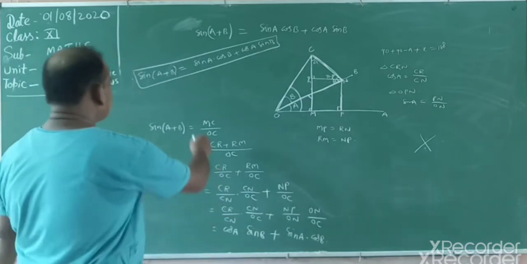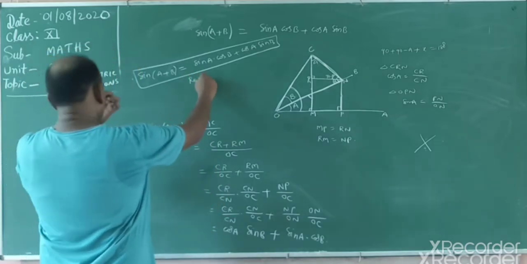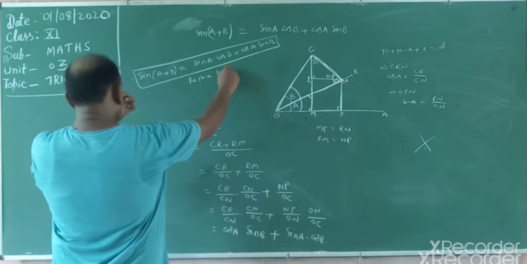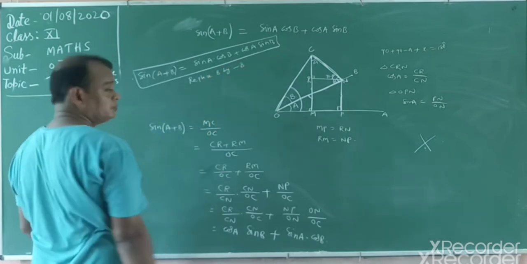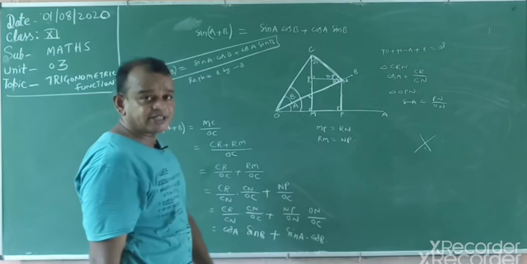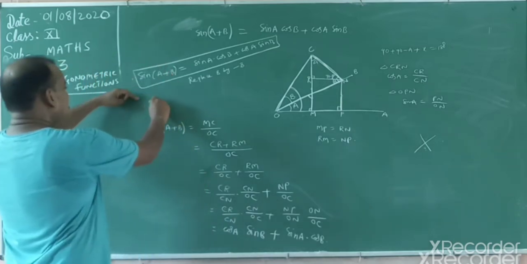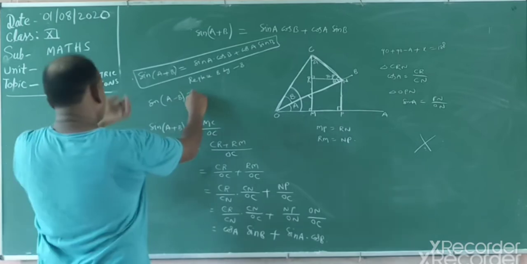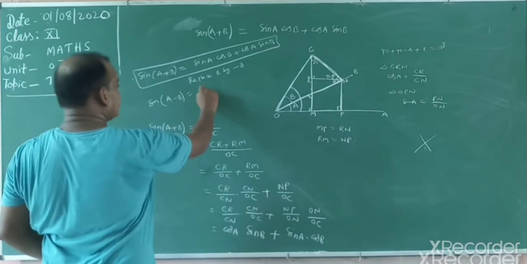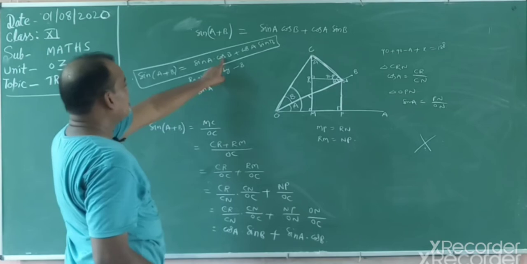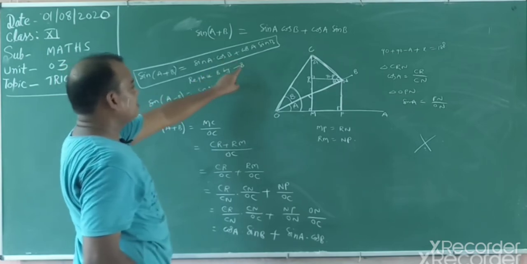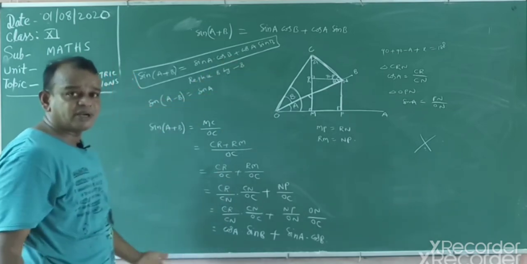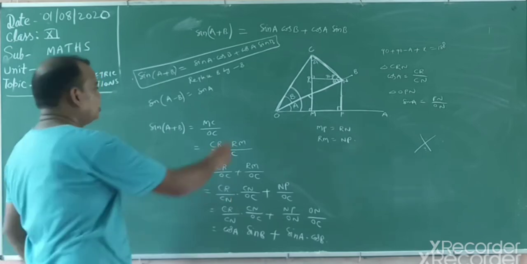In this one, replace B by minus B. Instead of B, write minus B. Sin of A plus B means sin of A minus B. In this one, only B value changes. Sin A, here cos of minus B. Instead of B, write minus B. Cos of minus B, cos of minus theta is cos theta. That is cos B.